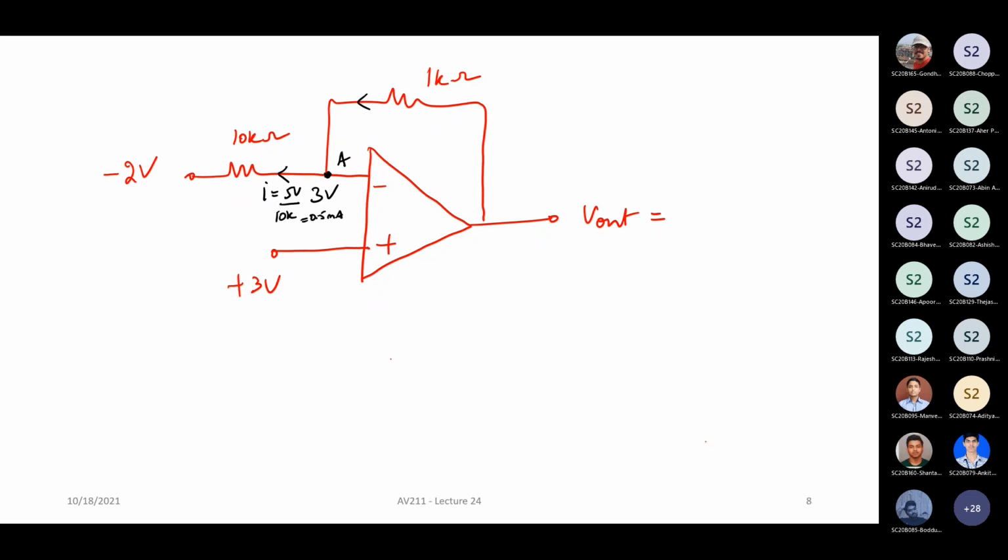The voltage across the 1K resistor will be 0.5 milliamp into 1K. You will basically have plus 0.5 volt. Because the current direction is like this, the voltage will be like this. 0.5 plus 3 volt. Yes, sir. So you will basically have 3.5. Okay. So this is the way you solve these kinds of problems. You apply virtual short, you calculate the currents, and then you solve these things. All right.